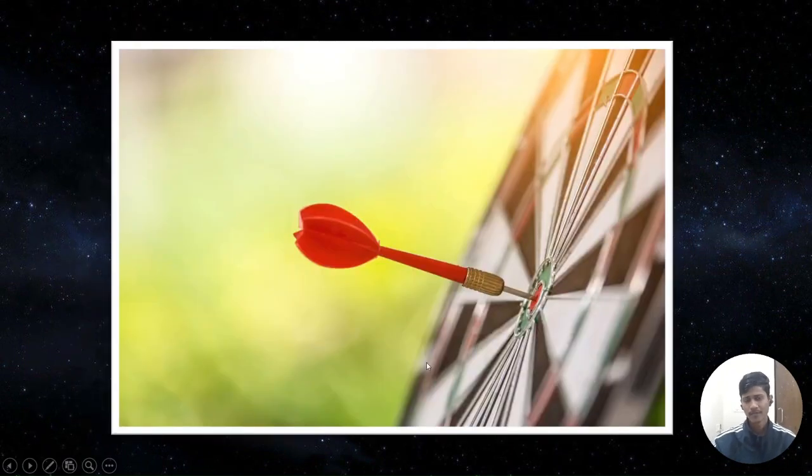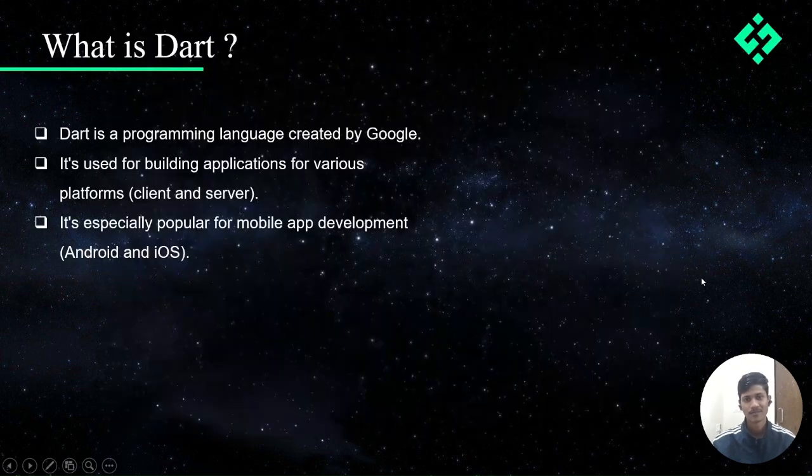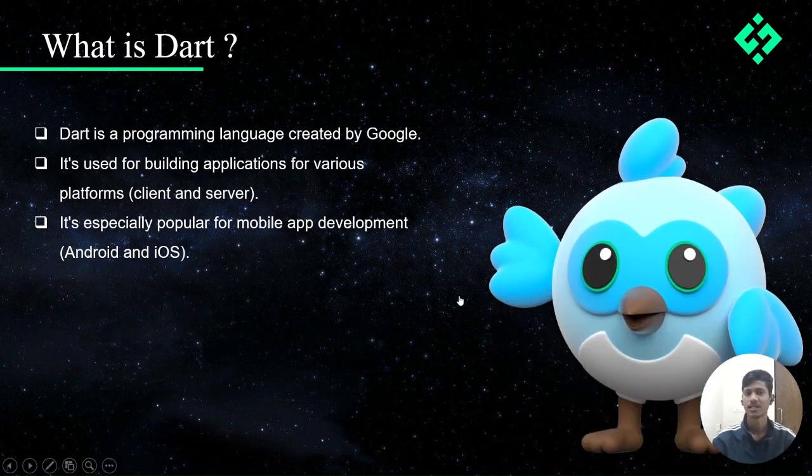When you think of Dart, the picture that comes to your mind is like this. But today we are not going to learn about this. We are going to learn about the programming language Dart. Now, what is Dart? Dart is a programming language created by Google, used for building various applications and platforms. It's especially popular for mobile app development. That makes sense for why we are learning this today.